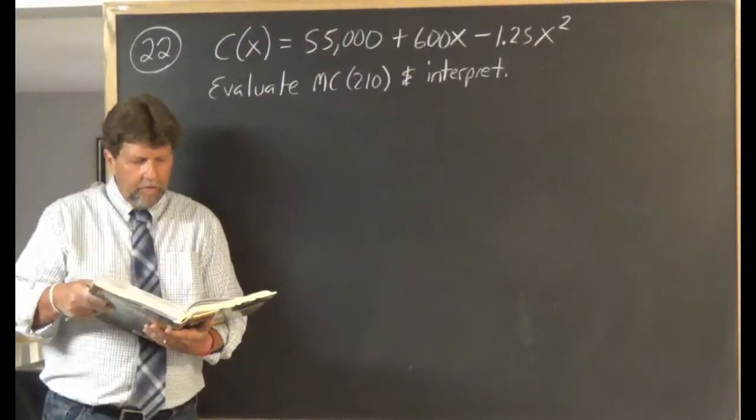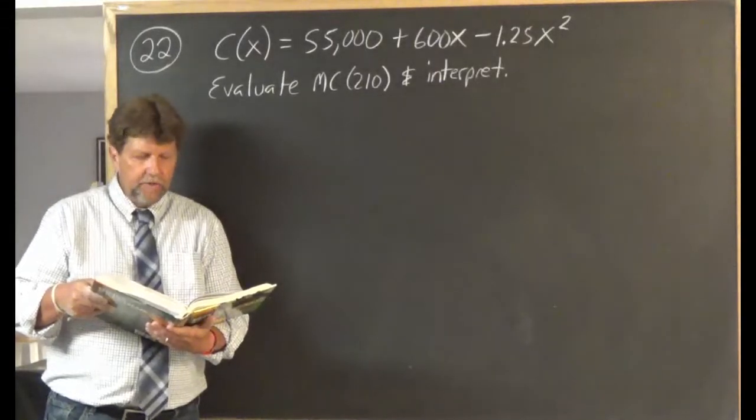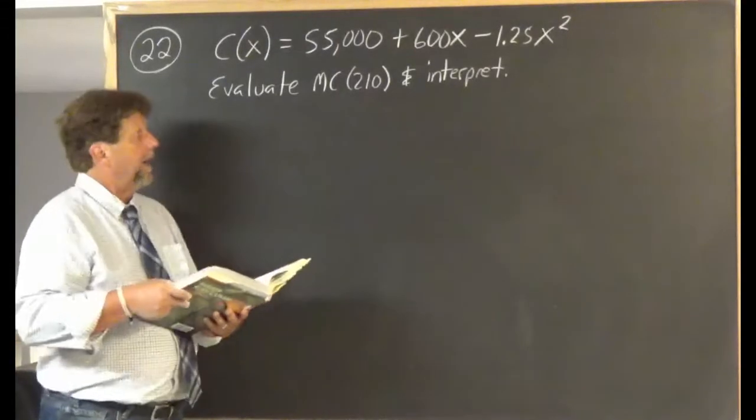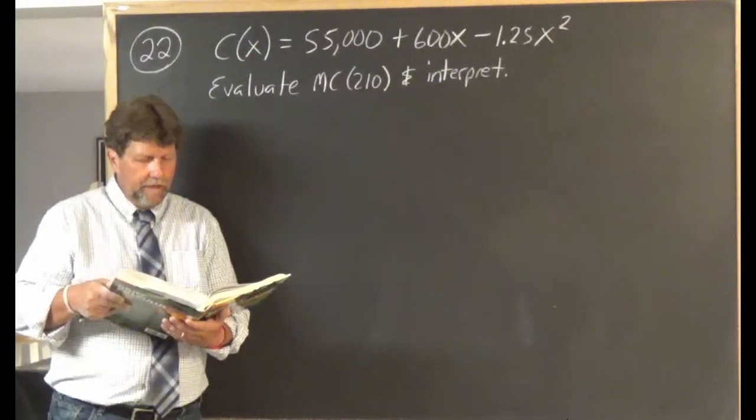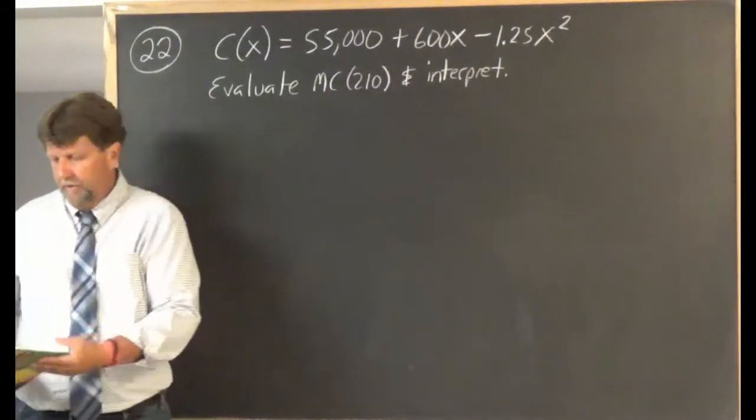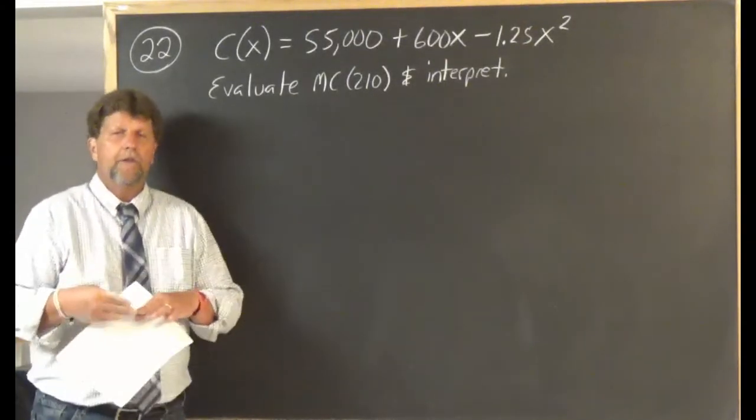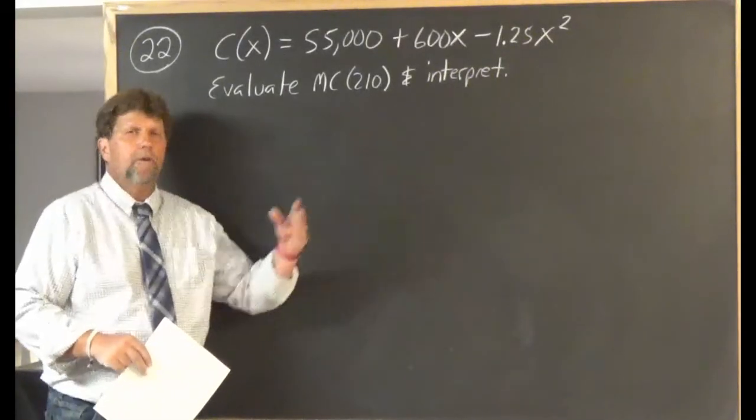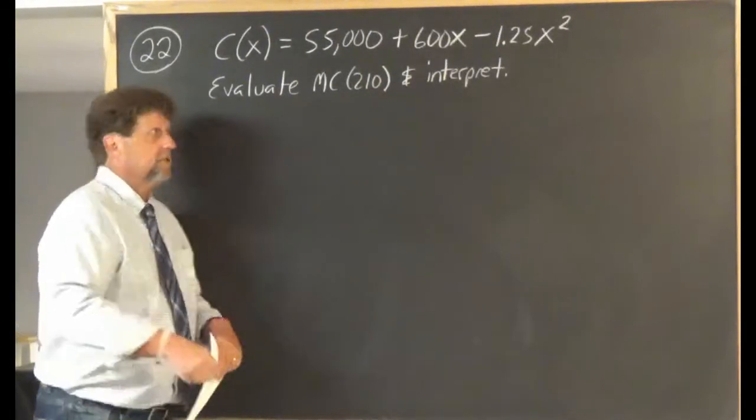All right, number 22. The accounting division of Cranky Crank Company had determined its weekly cost of producing its continuous variable transmissions, CVTs, can be modeled by that cost function. X is the number of CVTs produced, and C of X is the cost in dollars. So here we're asked to evaluate and interpret MC of 210. I know that there was also the directions in there of first find the marginal cost function. Well, folks, we can't do MC of 210 unless we first get the marginal cost function.